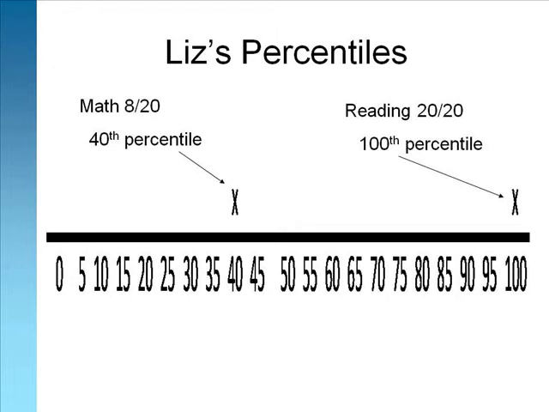Liz's percentiles show much better comparative performance in reading than in math. In reading, all the scores were the same or lower than her score, so 20 divided by 20 is 1, or the 100th percentile. In math, 8 of 20 scores were the same or lower, which gave her a percentile of 40. 60% of the scores were higher than her score.